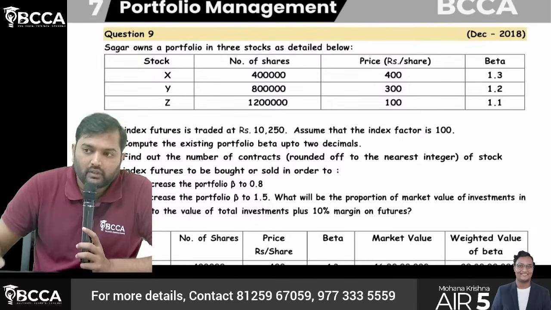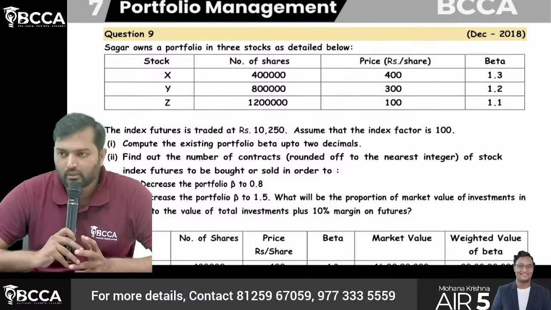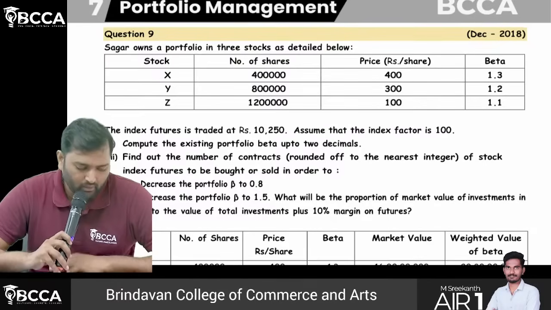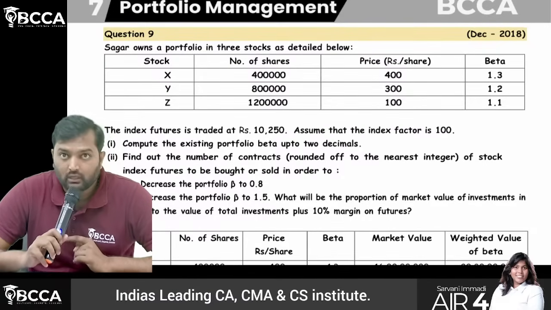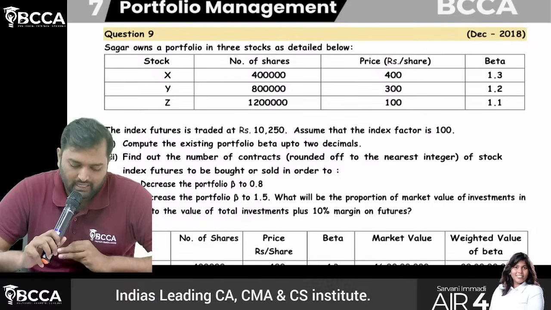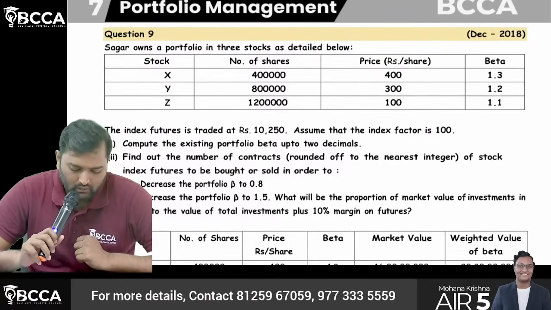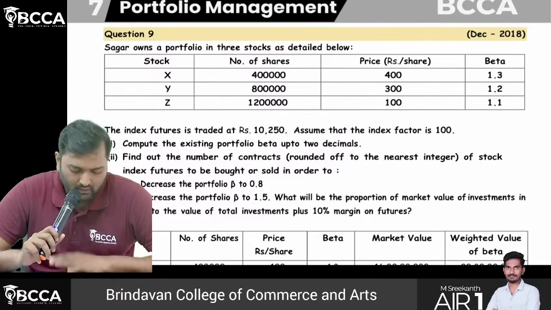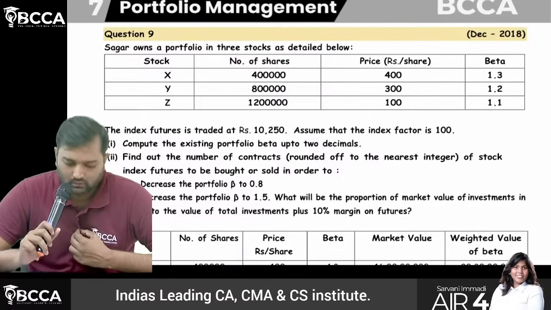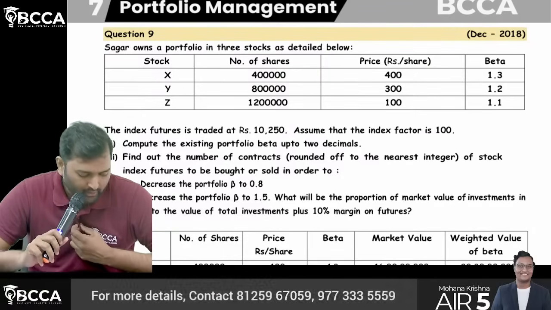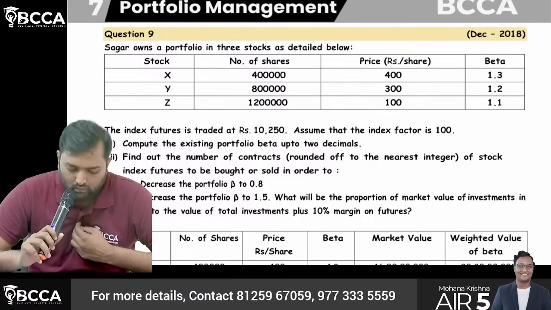This is question number 9: Taking an appropriate position in index. There is a special point in this question. Sagar owns a portfolio of 3 stocks as detailed below. The index future is stated at 10250. Assume that the index multiplier is 100. Compute the existing portfolio beta up to 2 decimals.